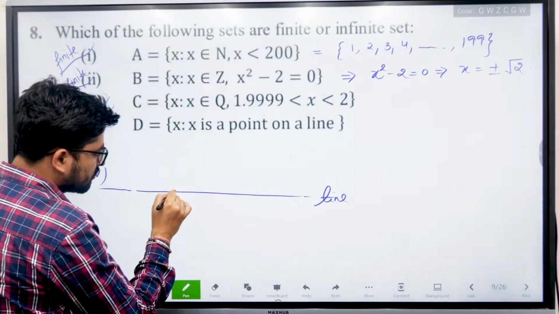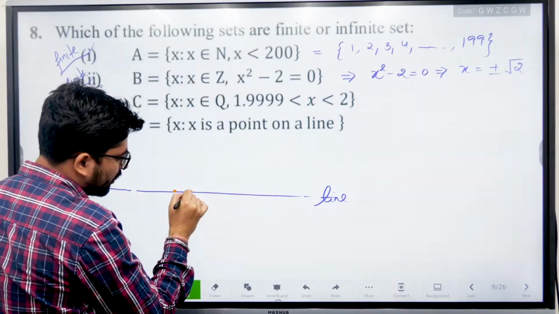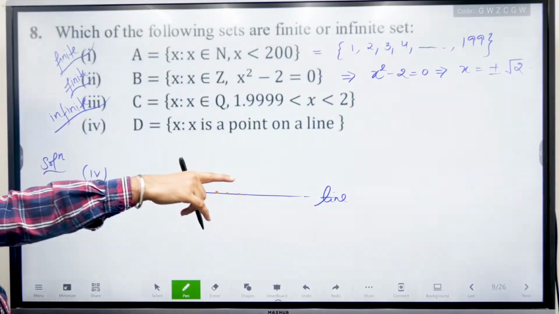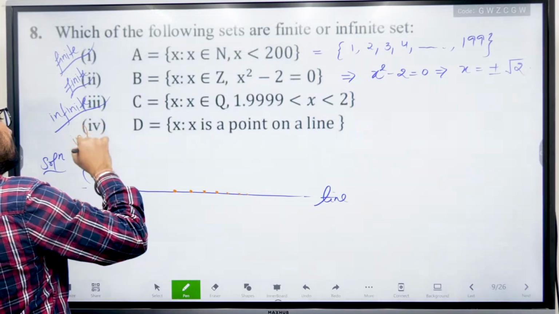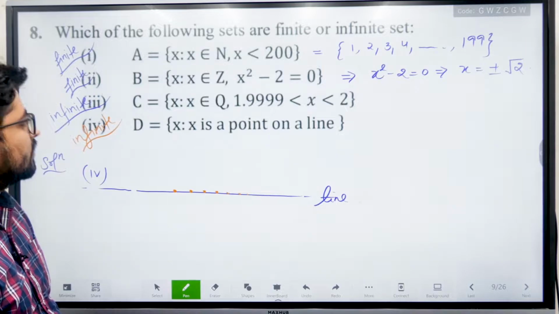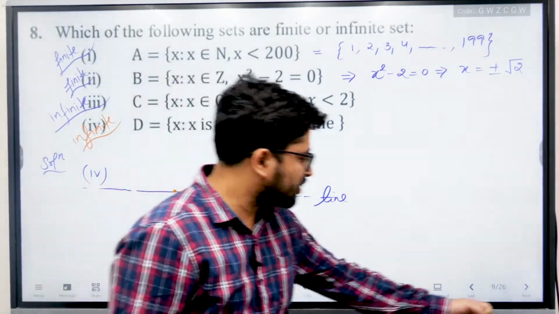Yes or no? This point, this point, this point, this point. So how many points do you have? Sir, infinitely many points on this line. So this is again an infinite set. Okay, this is also an infinite set. Got it? Now let's move to the next one.